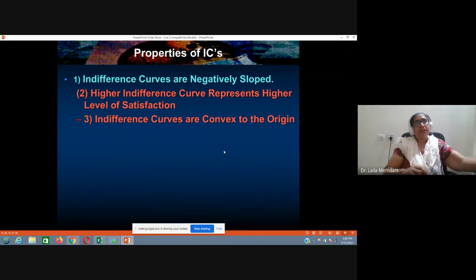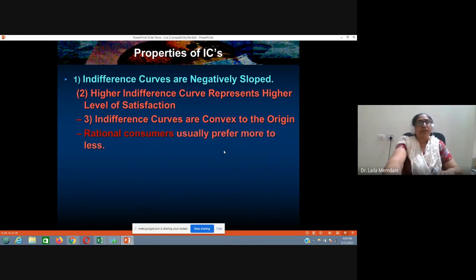Another feature is that indifference curves are convex to the origin. Because of this feature, we have diminishing marginal rate of substitution. Earlier, in order to get one extra unit of orange, the consumer was ready to sacrifice 6 units of pears, and this goes on declining. And that is the reason the indifference curves we get are convex to the origin. Its shape comes because of diminishing marginal rate of substitution. Consumers are rational, they prefer more to less.